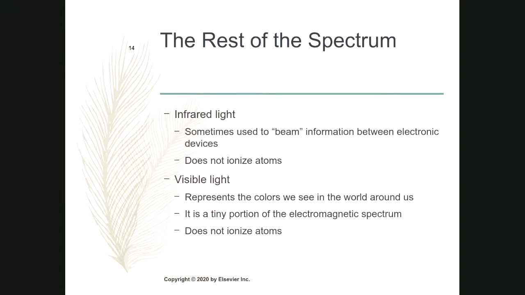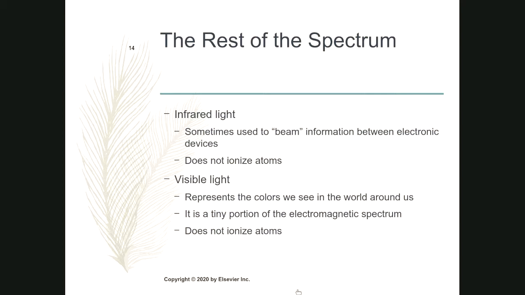Infrared light, sometimes when we think of infrared light, you use it to send information between electronic devices like the remote on the TV. The signal is sent. Sometimes you see a red beam, or you have to aim the remote just right at the TV to get it turned on, and that is using infrared light. Infrared light does not and cannot ionize atoms.